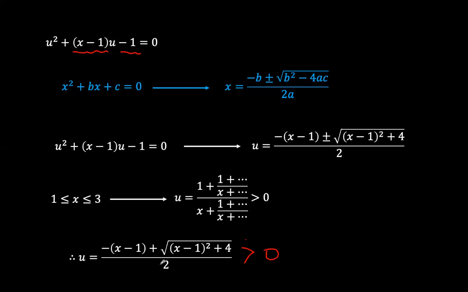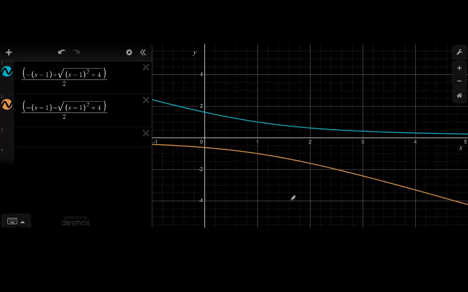So we choose this because the other one, minus (x minus 1) minus the square root of (x minus 1) squared plus 4, over 2, is already negative at the point 1. So we're choosing this, and we're going to use this to do the integration. And we've decided to plot these two values using Desmos.